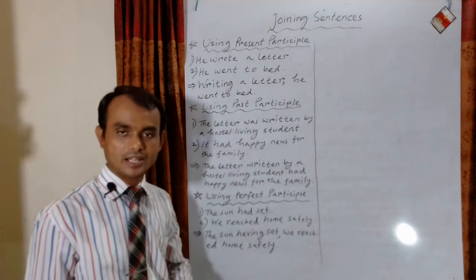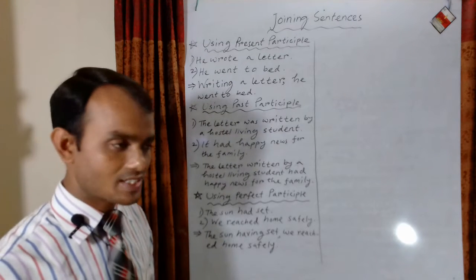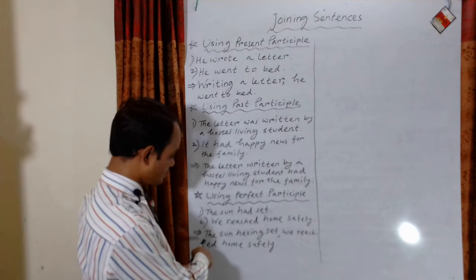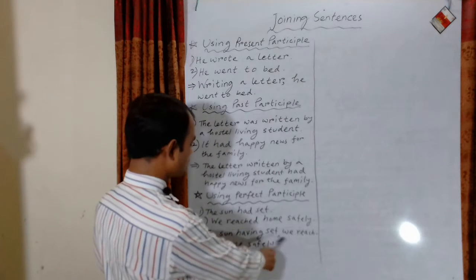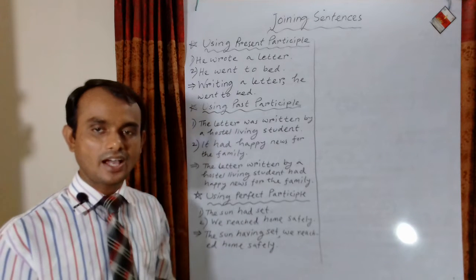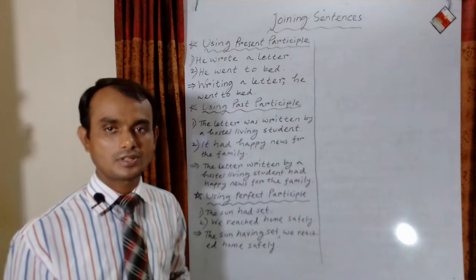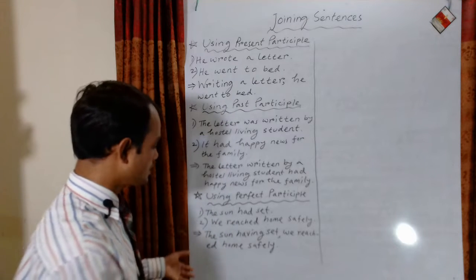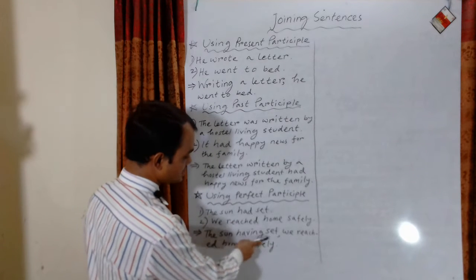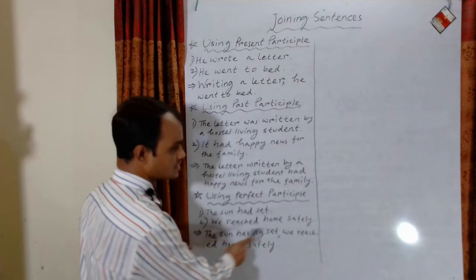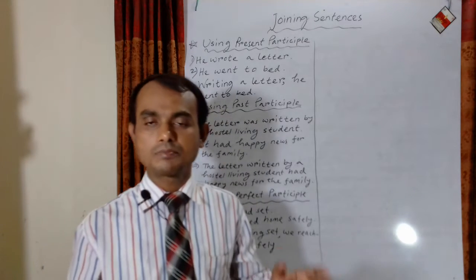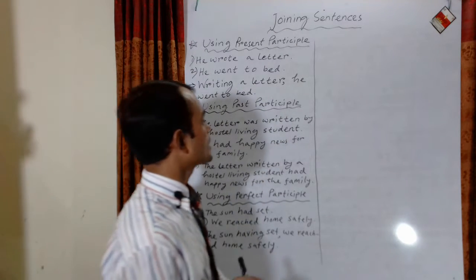Dear students, I have already joined these two simple sentences, and the joint sentence is: the sun having set, we reached home safely. I have used perfect participle here. Perfect participle is having plus past participle of the verb. Having set is perfect participle here.